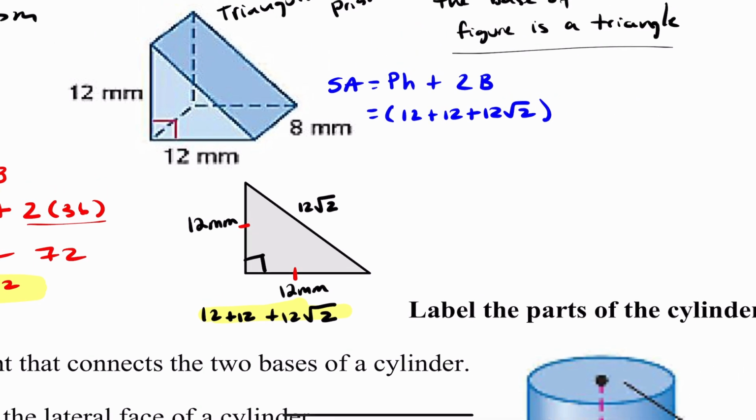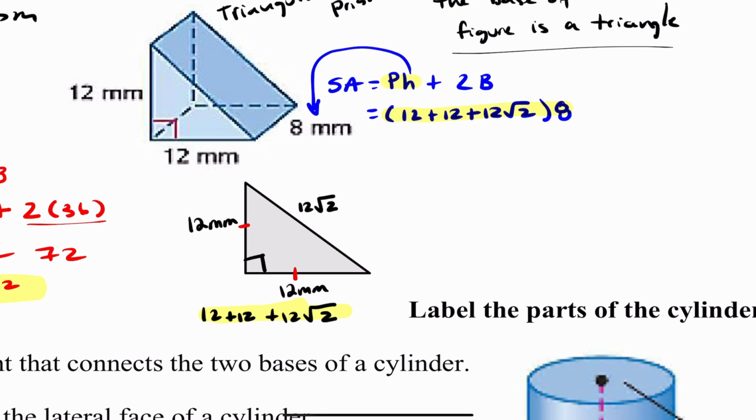So remember, the height of the prism is the segment that separates the two bases. So this is the base, this is the base. What's separating the two bases here? It's 8. So the height of the prism is 8. So I'll put 8 right there. So I have completed this part of the formula.